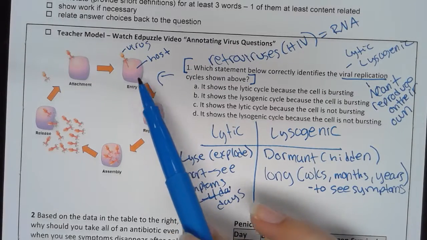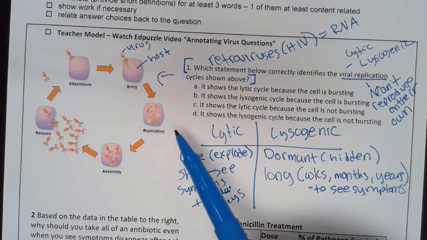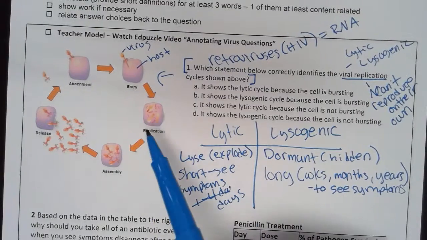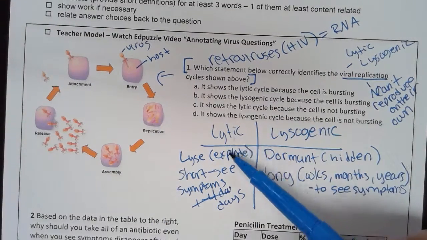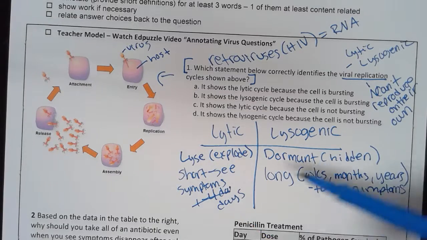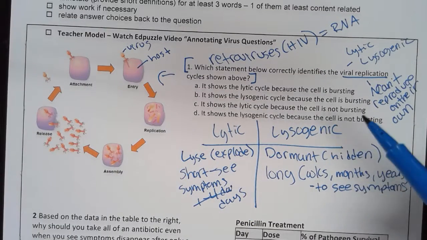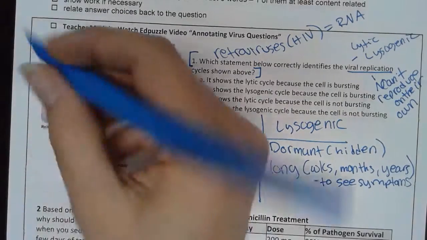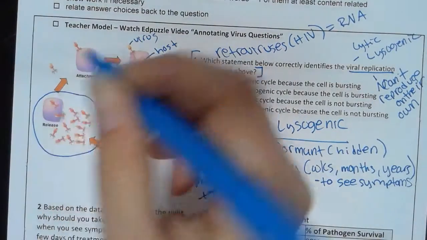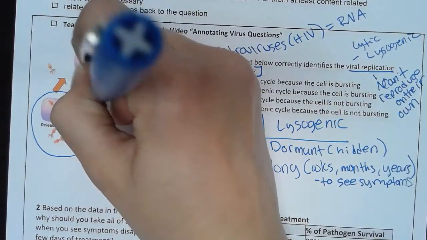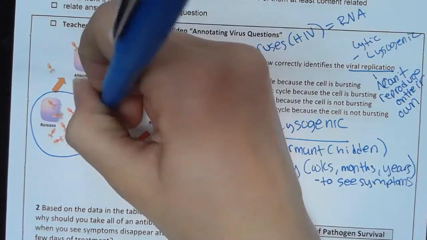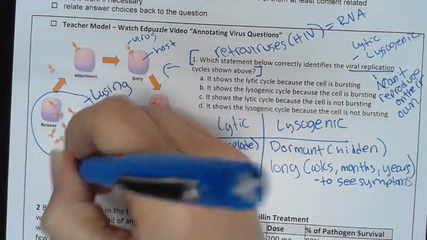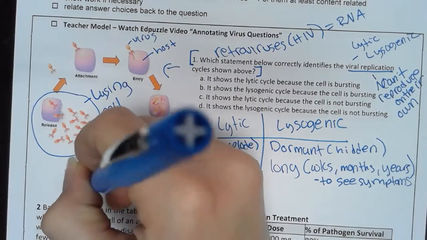Within that, at some point, they will make copies of itself. Now remember, the lytic cycle is the one that bursts the cell. Lysogenic does not burst the cell. It just simply incorporates its DNA into the host cell's DNA. Anytime that I see this image, which is lysing the cell, I'm literally tearing open the cell membrane. I'm lysing or exploding the cell. This is going to tell me that this is the lytic cycle.